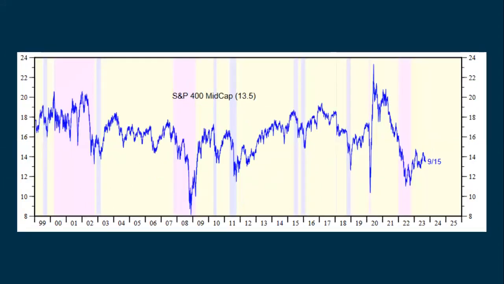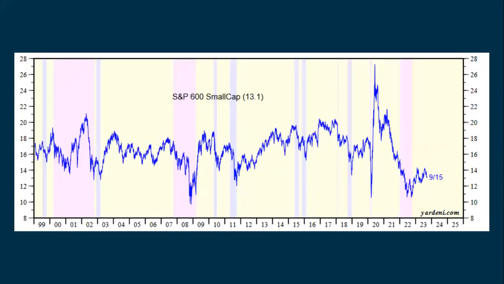We also like to look at the mid caps, and they're coming in at 13.5, and the small caps are coming in at 13.1. So that's justifying stocks staying at these elevated levels. Now, we're going through some gyrations in the market right now. We have some weak seasonality, but ultimately what drives stock prices are what earnings are going to be.